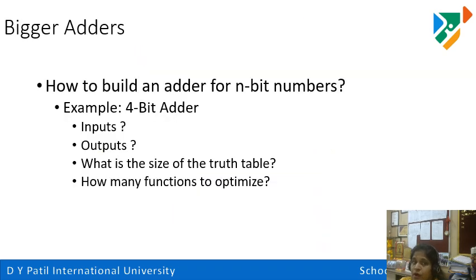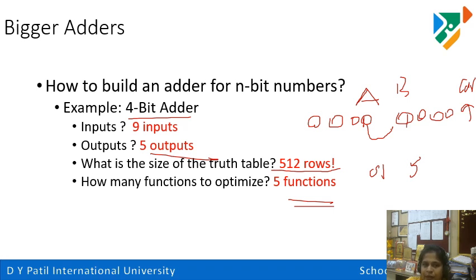So how do we build an adder for n-bit numbers? Whatever we have discussed is about 2-bit and 3-bit numbers. If it is more than that, how can we do it? For example, if you are asked how to build a 4-bit adder, the considerations are: how many inputs are there, how many outputs, what will be the size of the truth table, and how many functions will it have? All these things come to mind.